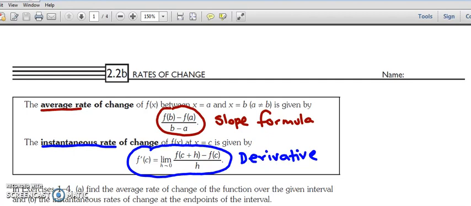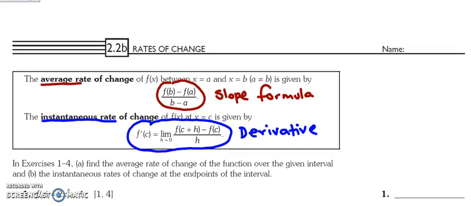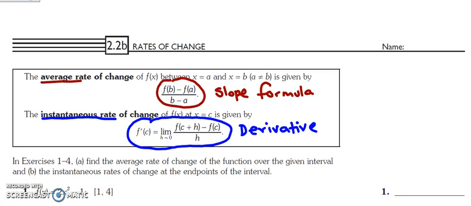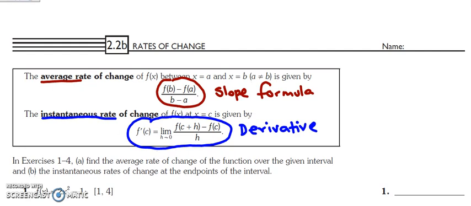So keep that in mind as you work out problems 1 through 4, because it's asking you to first find the average rate of the given function, and then find the instantaneous rate. And we are considering the endpoints, 1, 4. So a is 1, b is 4, and the function for problem number 1 is f of x equals 2x squared minus 1.